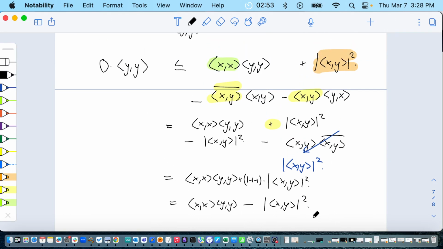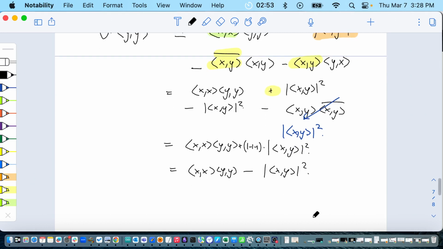Okay. The left-hand side is also 0, right? 0 times something is 0. So what do we end up with? 0 is less than this stuff. You move that to the other side. That's the Cauchy-Schwarz inequality. So therefore, the absolute value of xy squared is less than x, y, y.